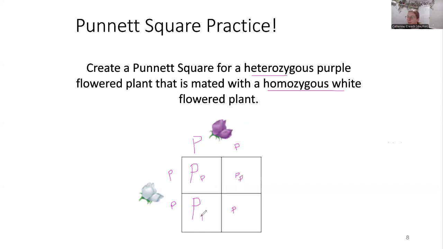And my phenotypic outcome is 50% purple, 50% white. My genotypic outcome is 50% heterozygous, 50% homozygous recessive. You got to make sure that you say recessive or dominant when you say homozygous, because it could be either. Fabulous. Let's do another one.